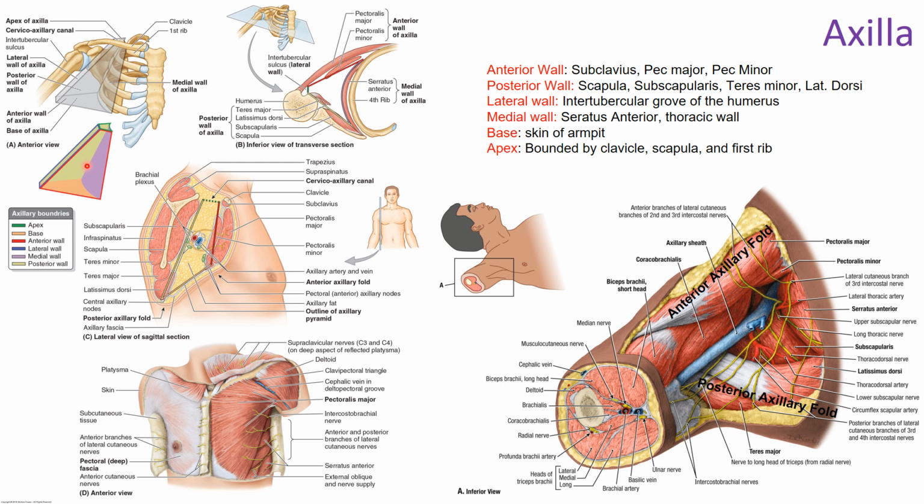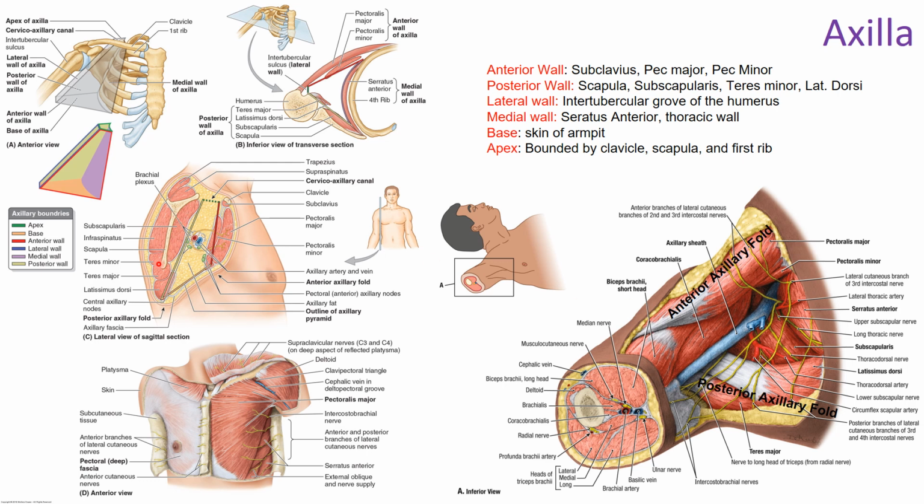So going through the different borders of your axilla, as your course pack describes it, we're going to start with the anterior border. The anterior border of your axilla, so up here in the front, is going to be made up of the subclavius, the pectoralis major, and the pectoralis minor. That makes sense if we think about the armpit and the region that we're in. Everything in the front up here is going to be pec major, minor, and subclavius.